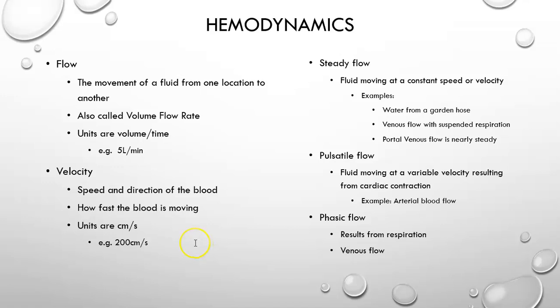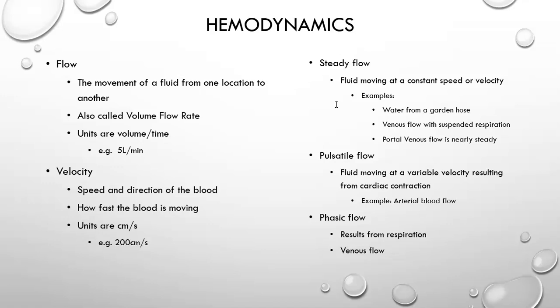We have some different flow states that we get concerned about. Steady flow is any fluid moving at a constant speed or velocity, and so in the body, the only place that we have a constant speed of velocity is between two organs, and that would be where the portal venous flow is, and that's the most steady flow that we have in the body.